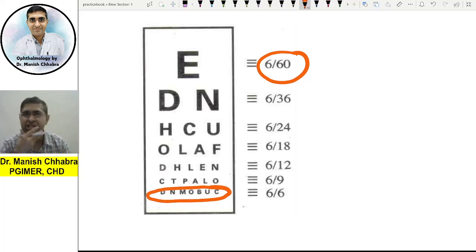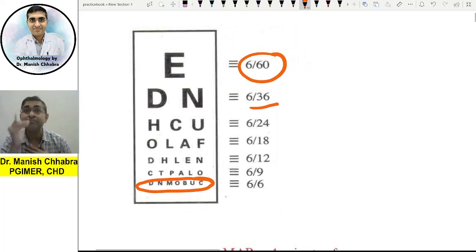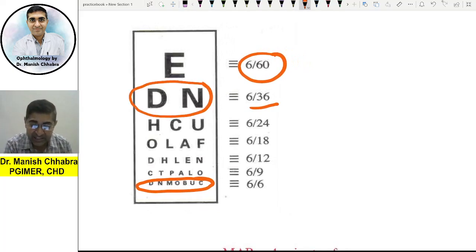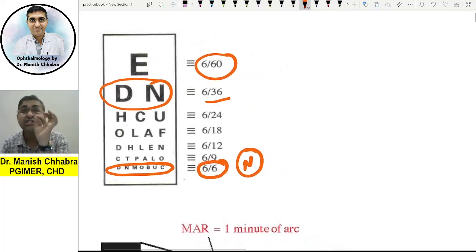Now what do you understand by 6 by 60 and 6 by 6? So 6 by 60 means the patient is able to read the topmost letter from a distance of 6 meters, which a normal person may read from a distance of 60 meters. What do you understand by 6 by 36? 6 by 36 means that the patient is reading the 6 by 36 line from a distance of 6 meters that a normal person would read from a distance of 36 meters. So boys and girls, this is your normal vision. Normal vision is 6 by 6.